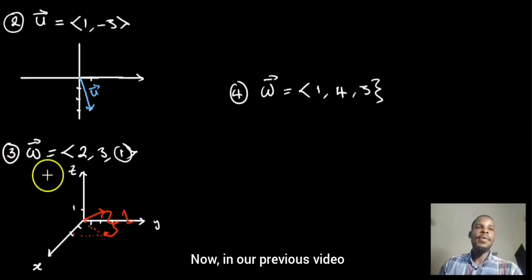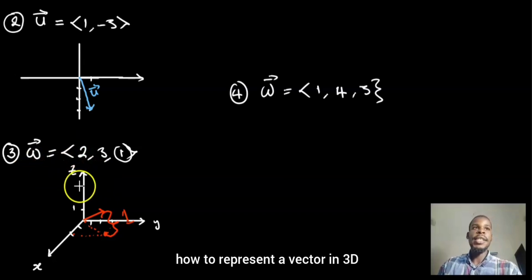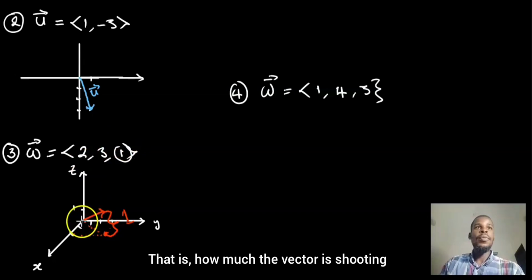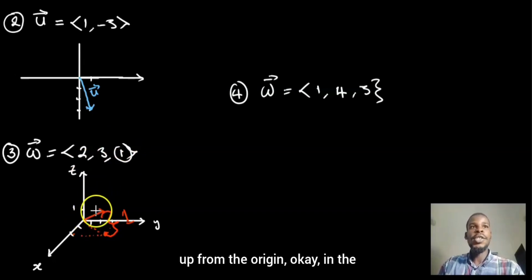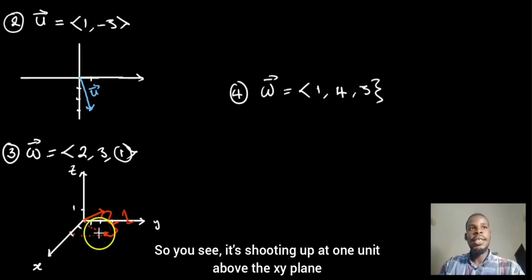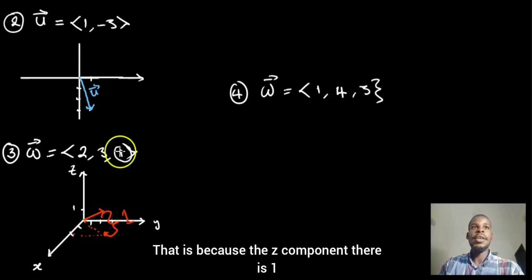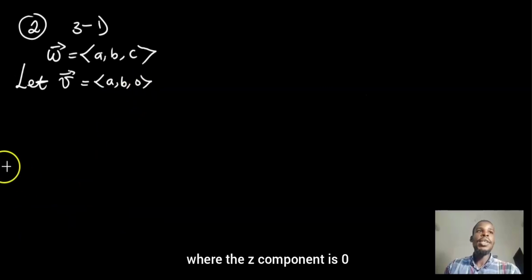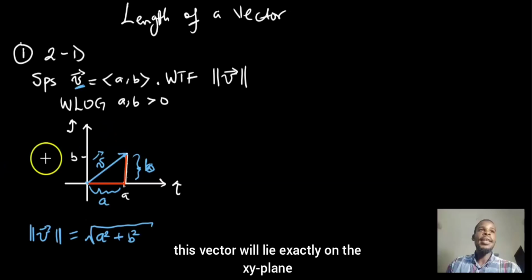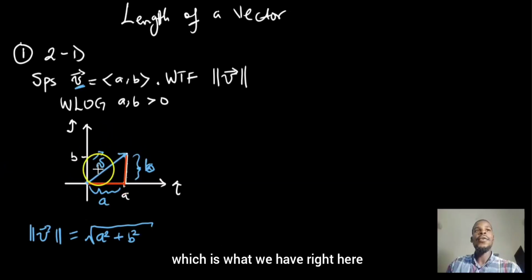Now in our previous video, when we learned how to represent a vector in 3D, we saw that the z component was responsible for the height. That is, how much the vector is shooting up from the origin. You see, it's shooting up 1 unit above the xy plane, because the z component there is 1. So in a situation where the z component is 0, it means that this vector will not shoot up. In other words, this vector will lie exactly on the xy plane, which is what we have right here.